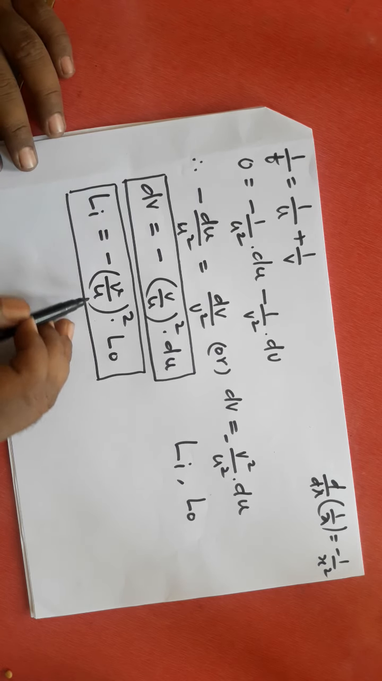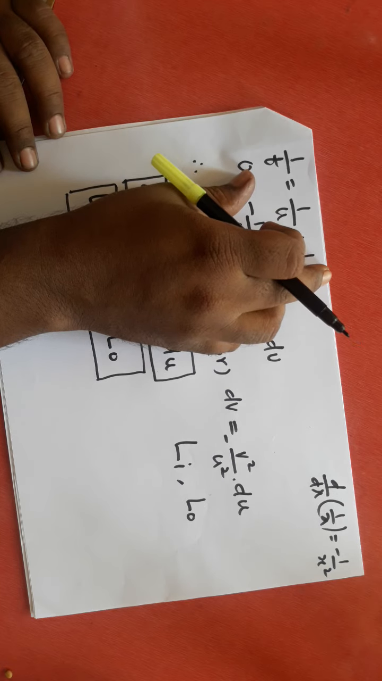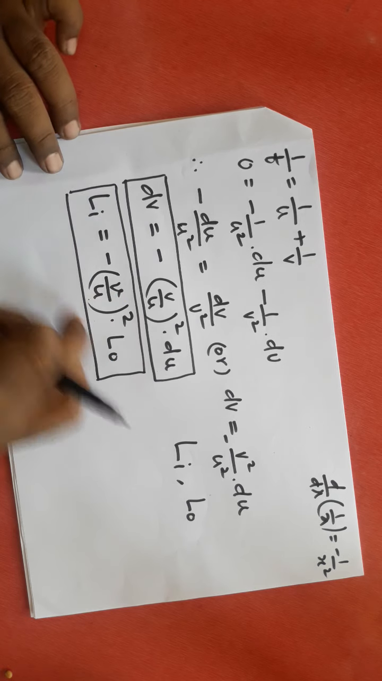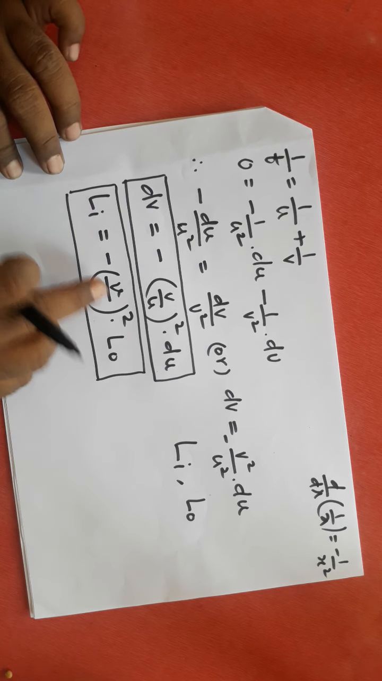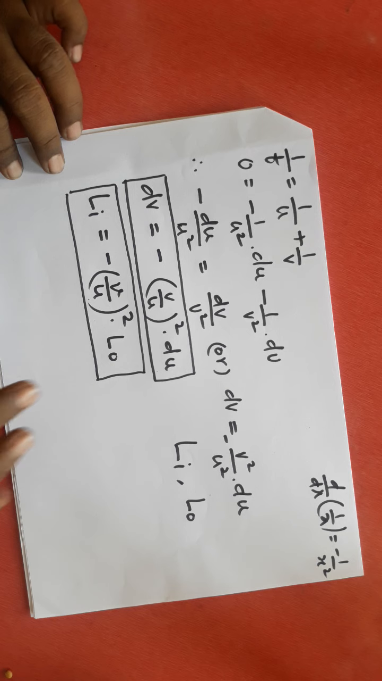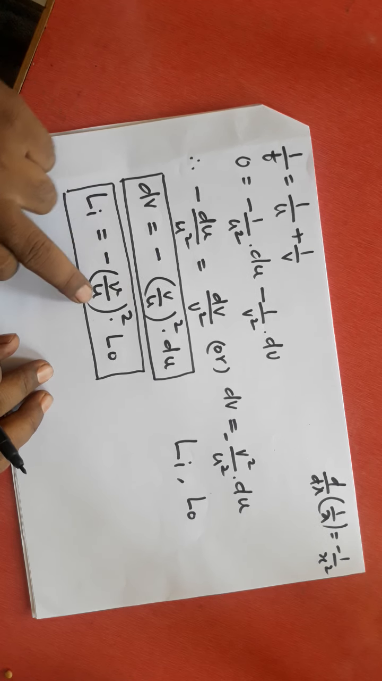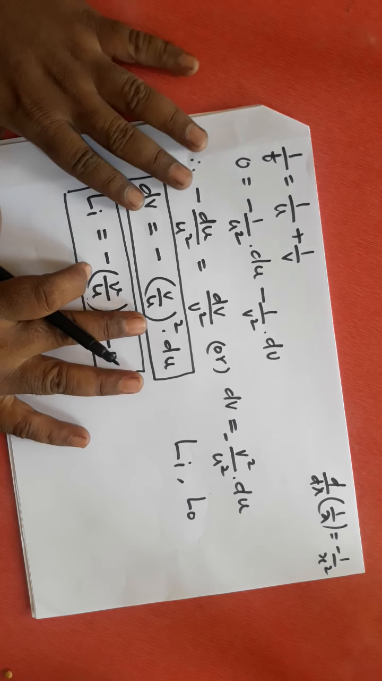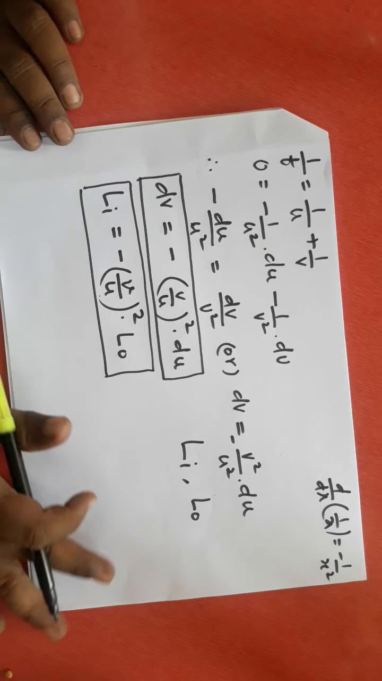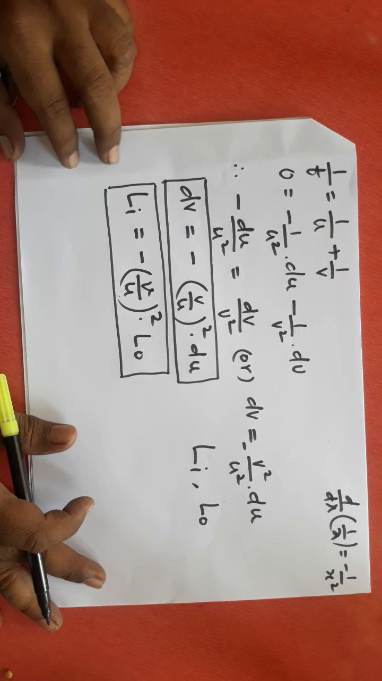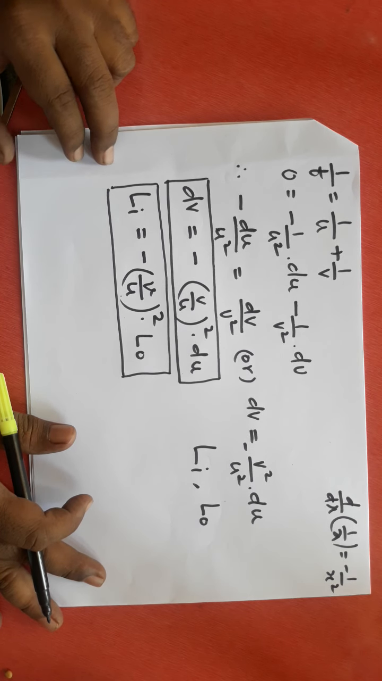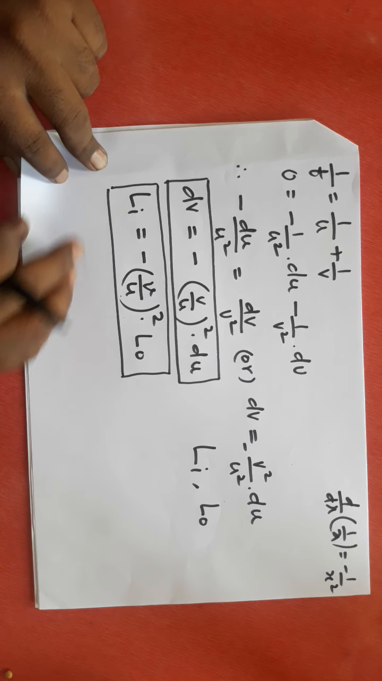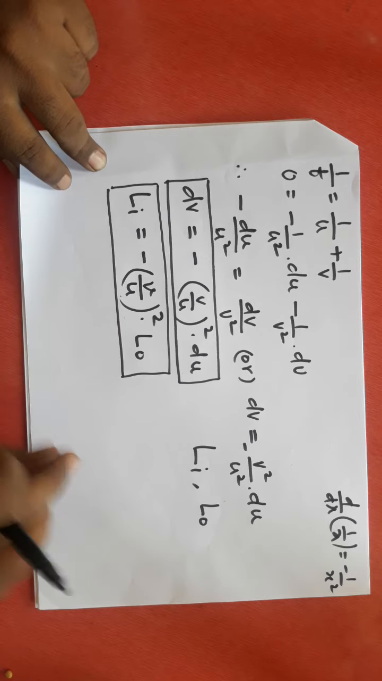V by u you should get by using the mirror formula, mirror equation. First you calculate v by u, then take the square of v by u, that will give this ratio. Then length of the image is equal to minus v by u whole square times length of the object. These are the equations we'll use for lateral magnification. What is lateral magnification? It is applied when the object is kept along the principal axis.